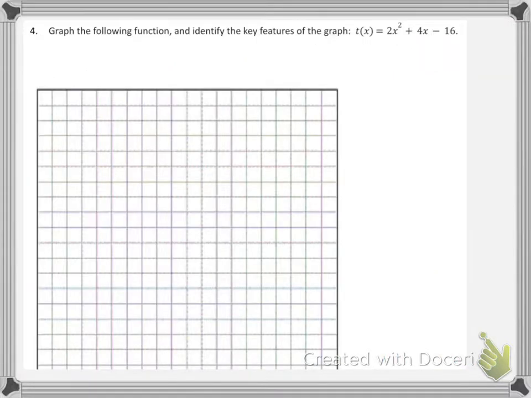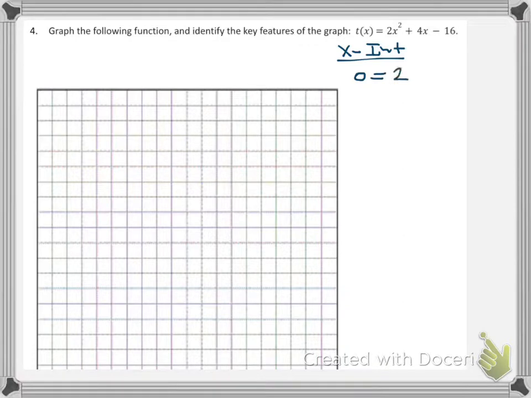All right. One more, graph the following function and identify the key features of the graph. So we're going to do the exact same thing that we did there. We just don't need the y-intercept, but the x-intercept is important. So let's do the x-intercept first. X-intercept. And we're just going to put a 0 in for y. When y is 0, that will be where the line crosses the x-axis.